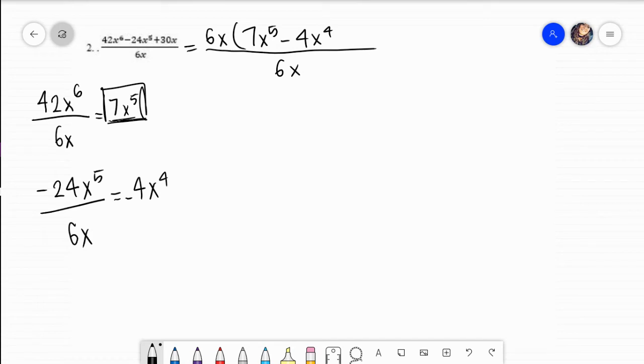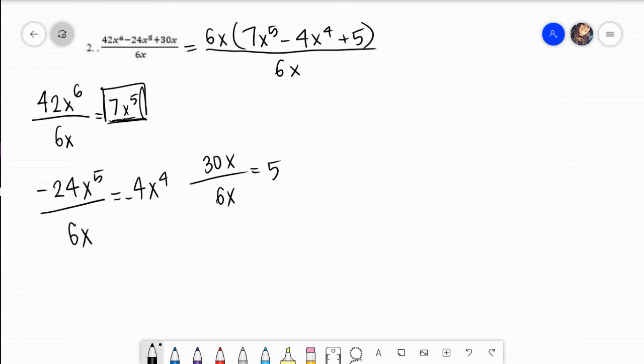And then we have 30x divided by 6x. 30 divided by 6 is 5. X divided by x, you keep your x, subtract your exponents, you get x to the 0. But anything to the 0 is just 1, right? So you could just kind of mark them out. I'm able to do that because it's all multiplication. There's no plus or minuses in between them. So I just get 5. Positive 5 goes right there.